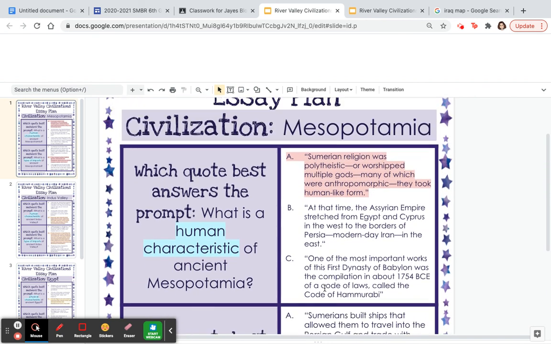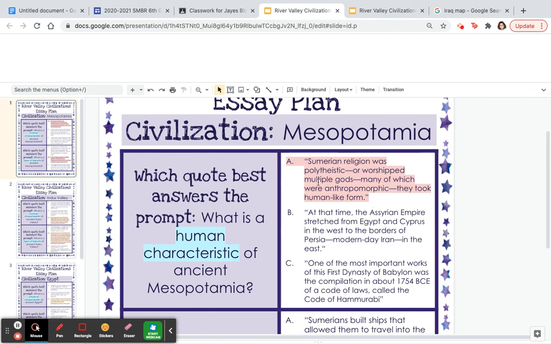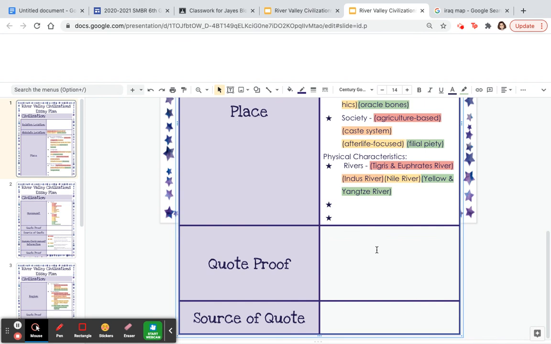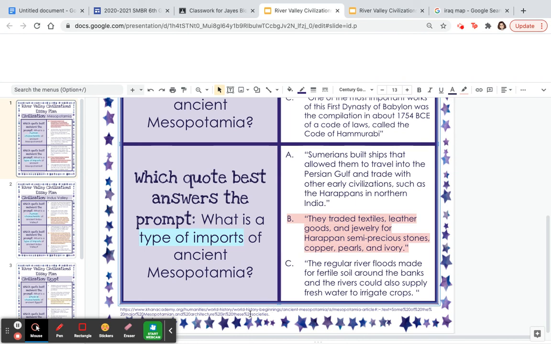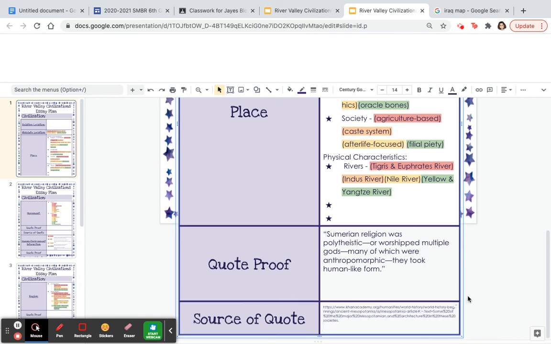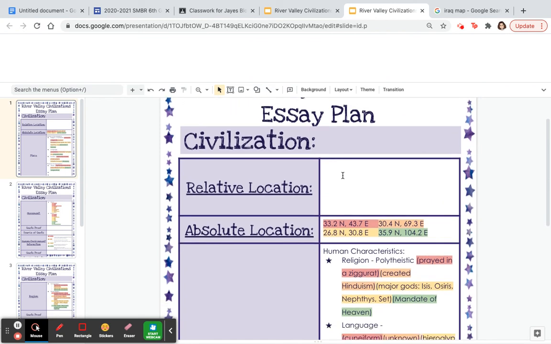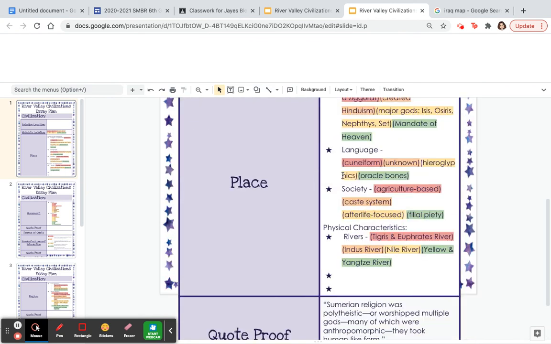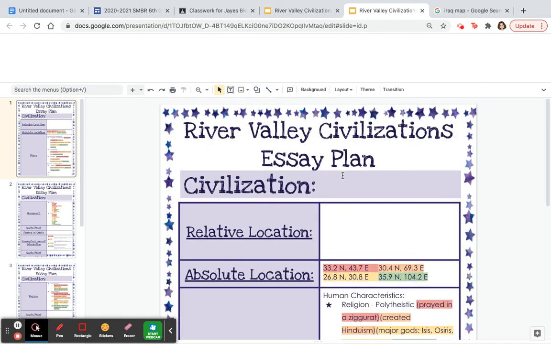So let's say you are Mesopotamia. You could take this quote, copy it, put it in quote proof, and then take your source quote from the bottom and put it in source of quote, and you would be done with this page. After that, you are good for today. Hopefully this helped.